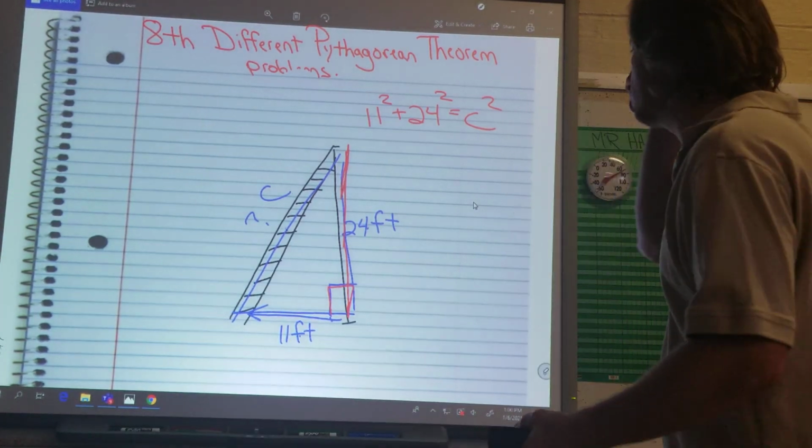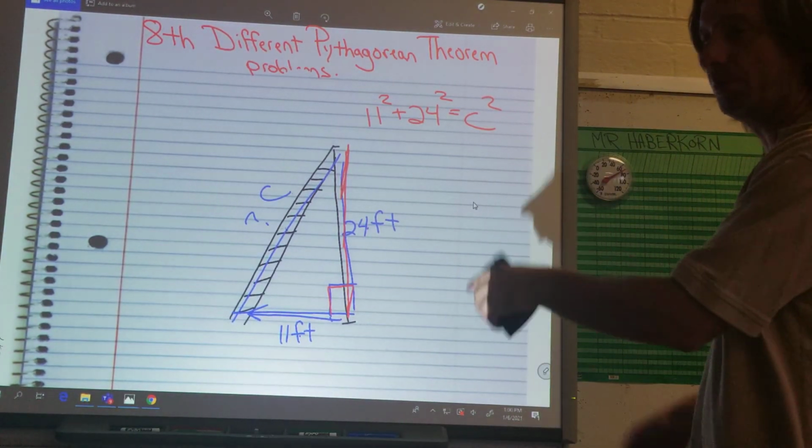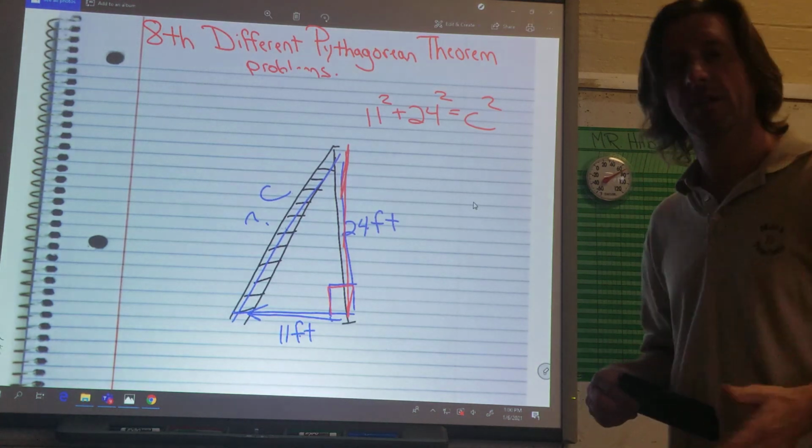At some point I'll tell you the story about Rick the plumber and how he used Pythagorean theorem to save hundreds of dollars. All right, so that's it.